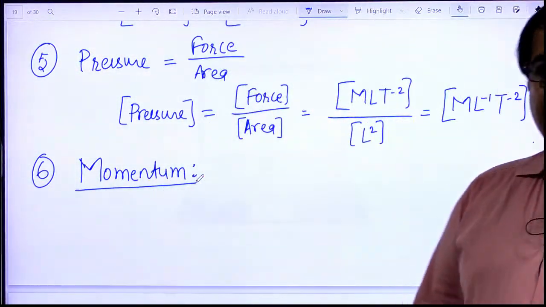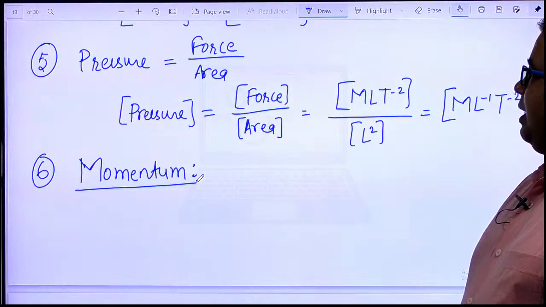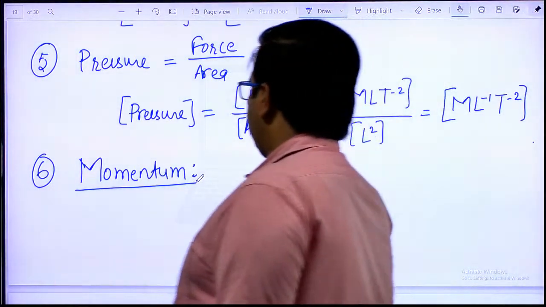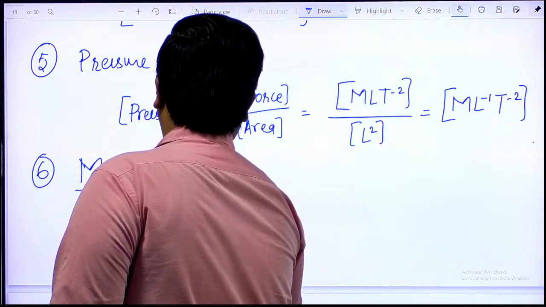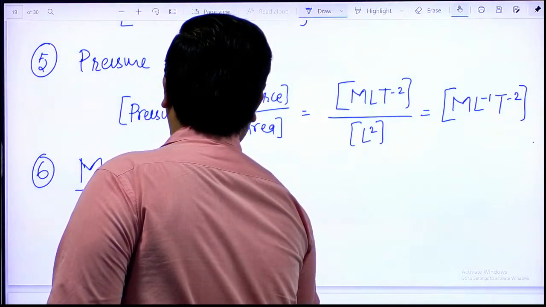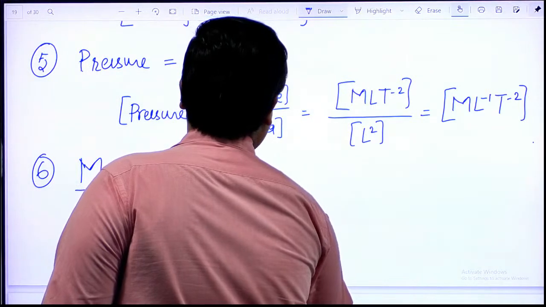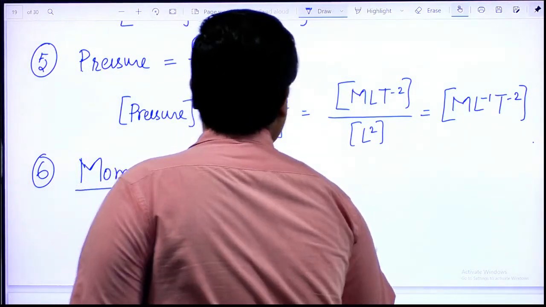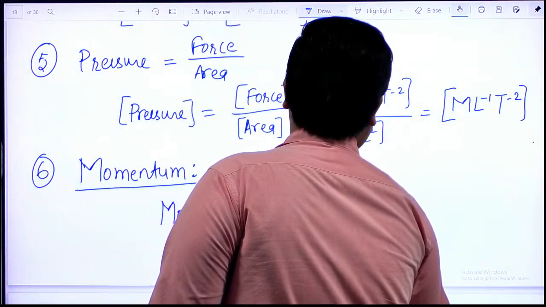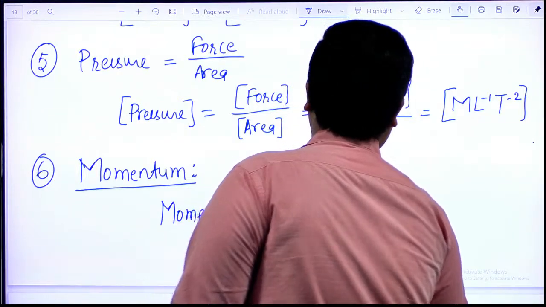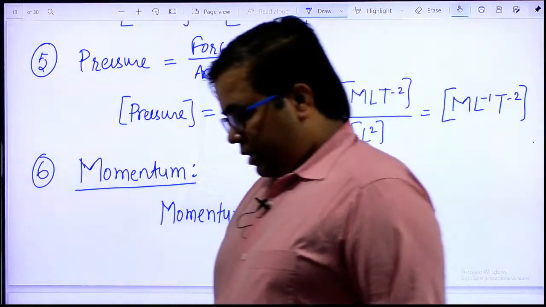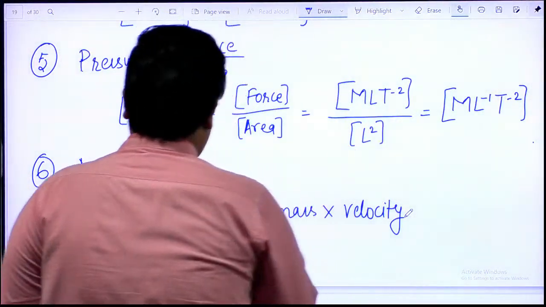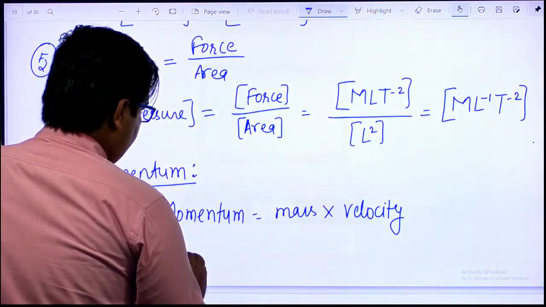Okay. So we have this momentum. Momentum is equal to mass into velocity. So let's find the dimension of momentum, mass into velocity.